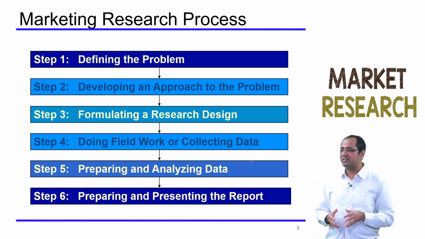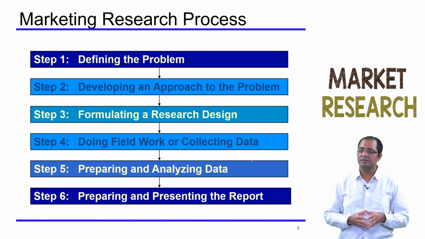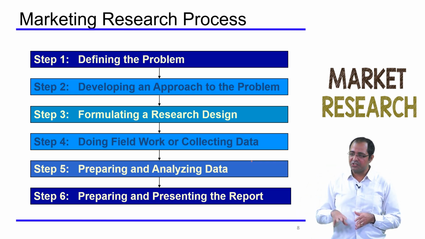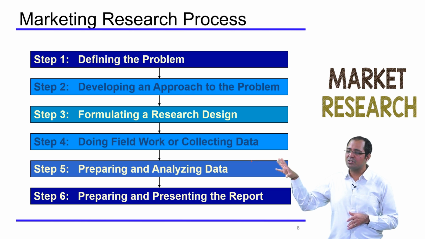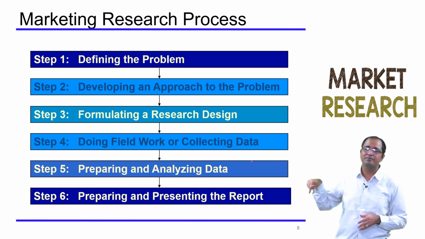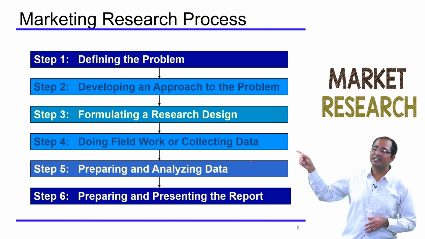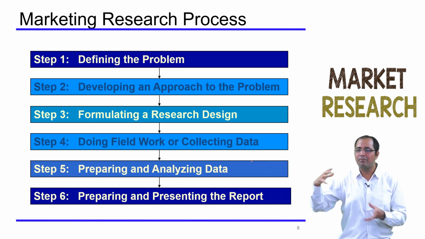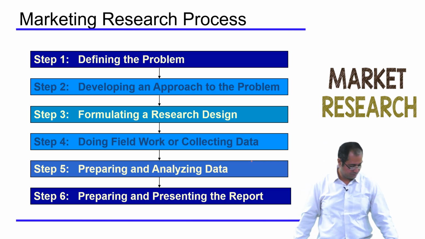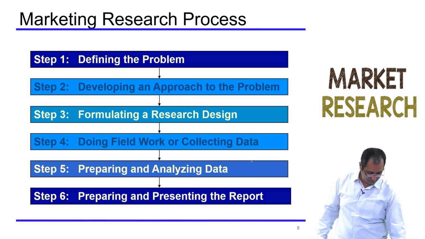There are 6 steps, and what is shown to you is a combination of both problem identification and problem solving. Both opportunity identification and opportunity solving are combined in the 6 steps. The first one is defining the problem.